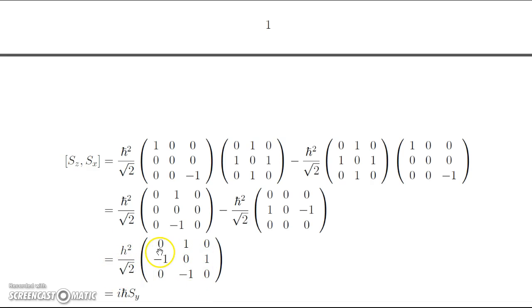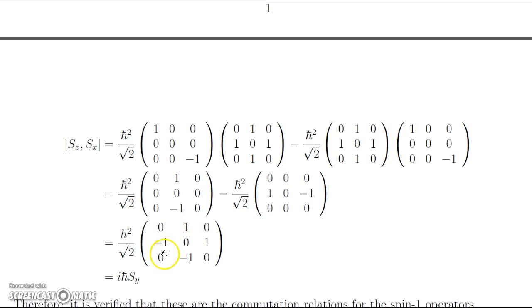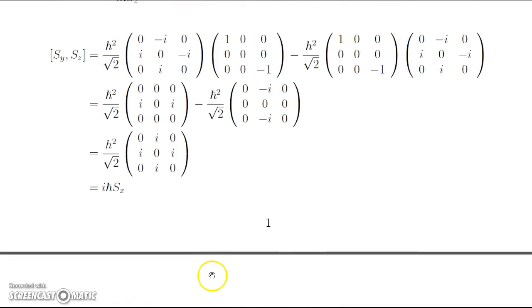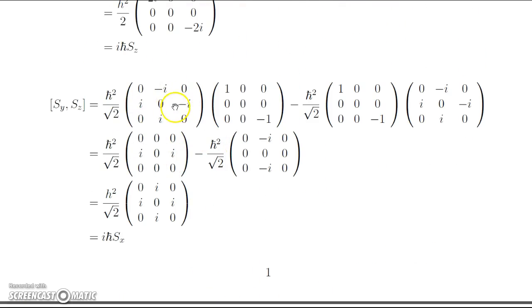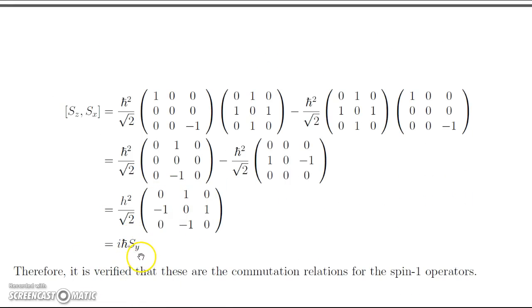We have the same constant out front, but we have 0, 1, 0, negative 1, 0, 1, 0, negative 1, 0. And we know that we're supposed to have an i pulled out, so we have to do a little clever thing here and note that i squared is equal to negative 1. So if we pull an i out, we're going to have an i on the inside, and we're going to be left with i's here, negative i's here, and i's here, which is exactly what the Sy operator looks like. So we have iħ times Sy. And this means that we have verified these commutation relations for the spin 1 operators.